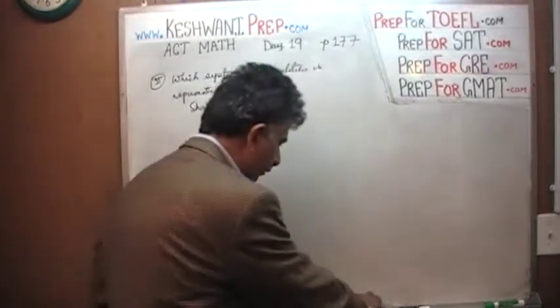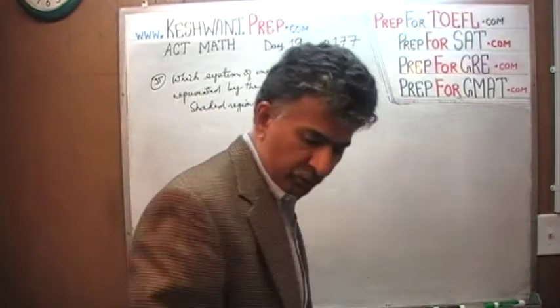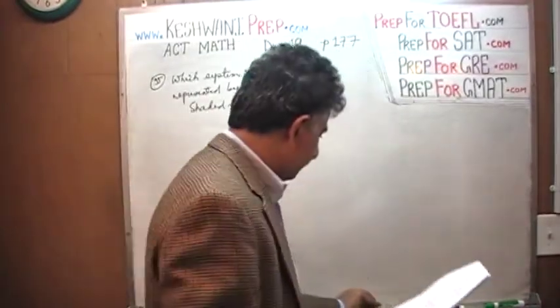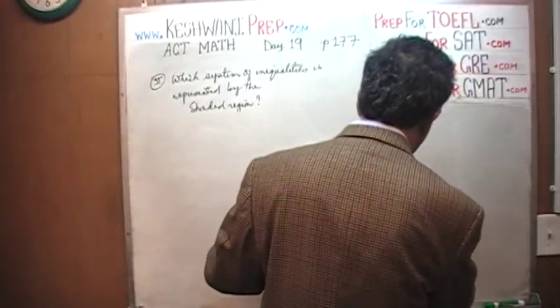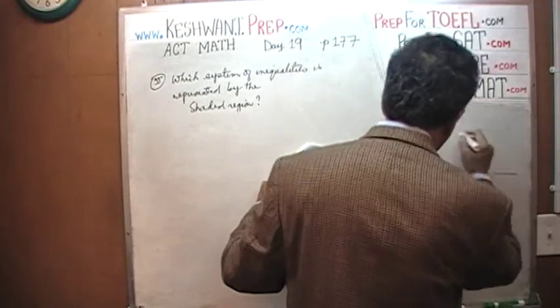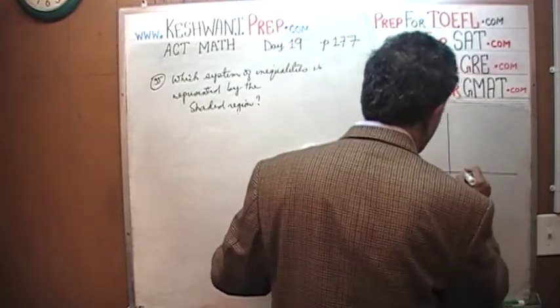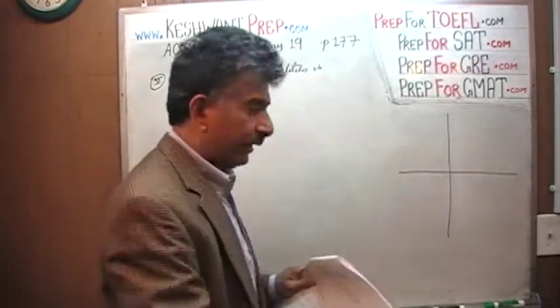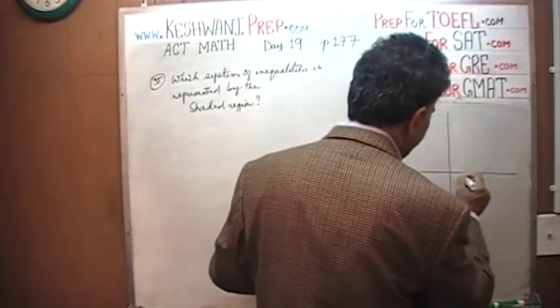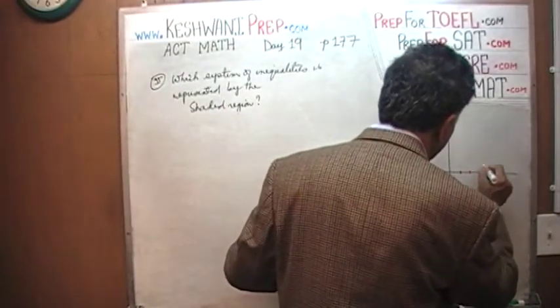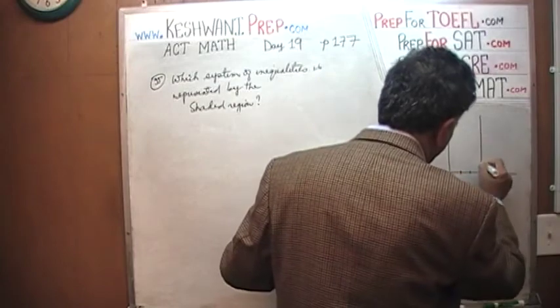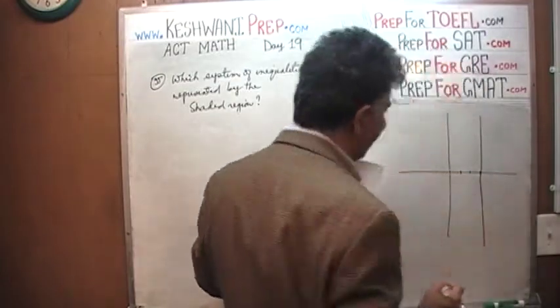And the shaded region that they're showing us, let's reproduce it here so we can talk about it. Looks something like this. Here's our x-axis, here's our y-axis, and the first thing we have is a vertical line cutting the x-axis at 3. 1, 2, 3. Here's the vertical line. What is the equation of this line?